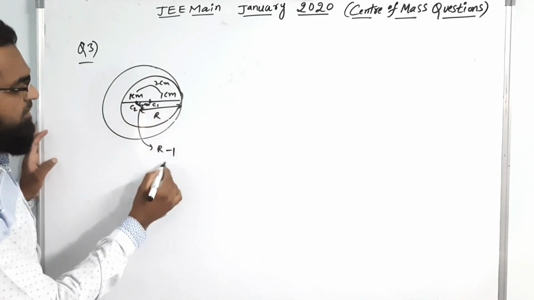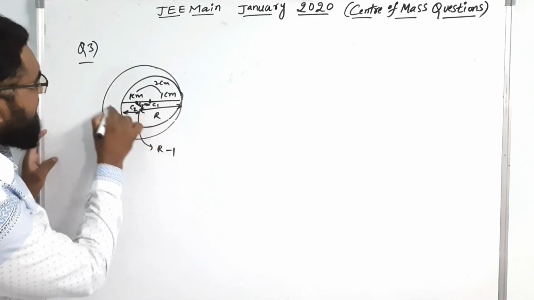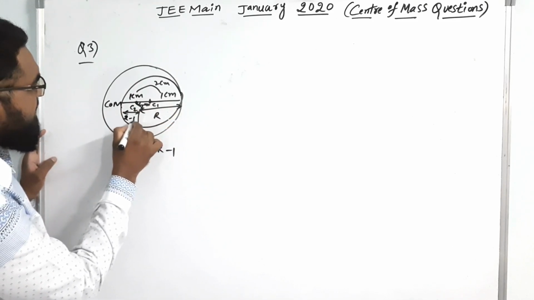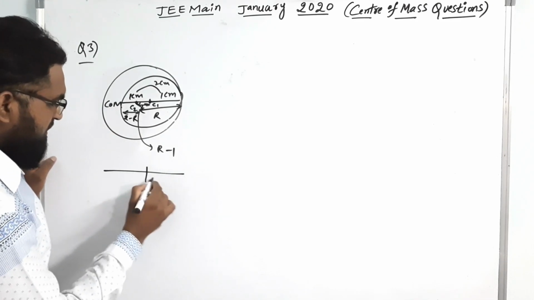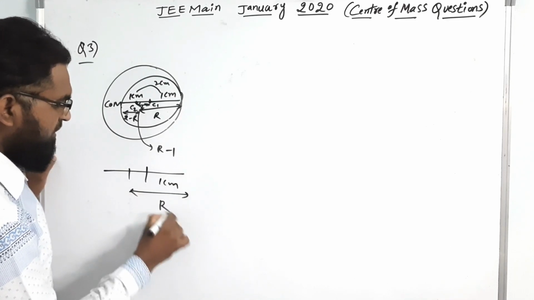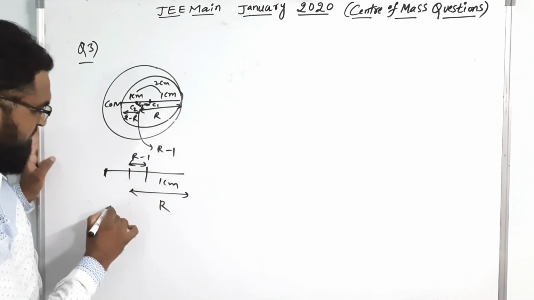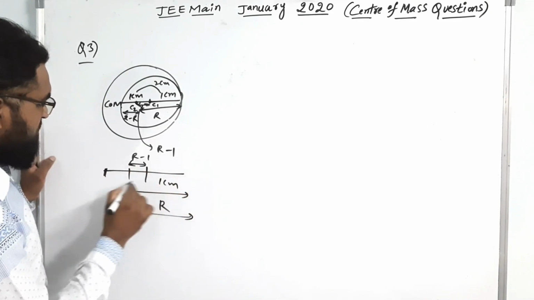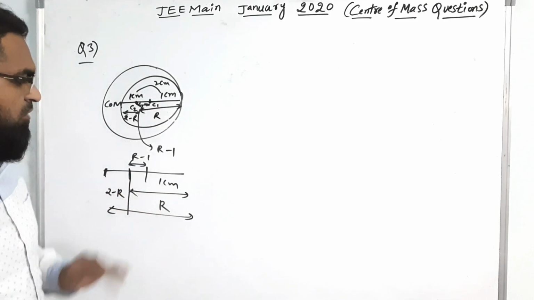This distance is r minus 1, and next the center of mass is shifted here. This is 2 minus r. I hope you understood. Actually here the cavity radius is 1 centimeter and this radius is r, and this distance is r minus 1, and this is the shifted center of mass. Actually this total is 2 centimeter, and this distance is 2 minus r. I hope you understood this one.